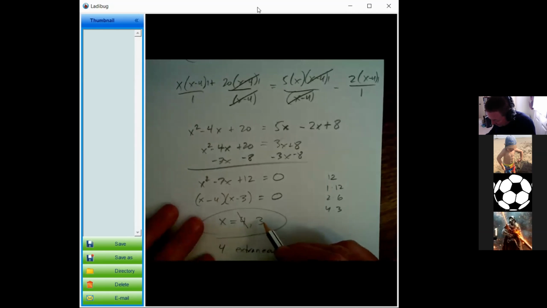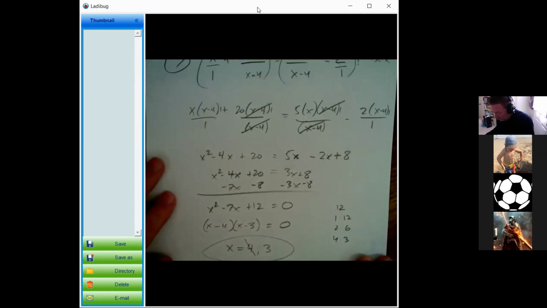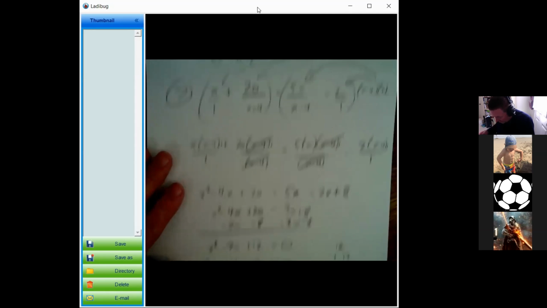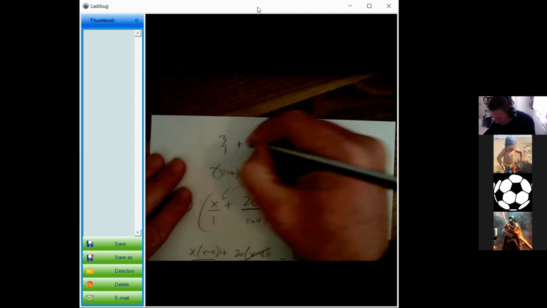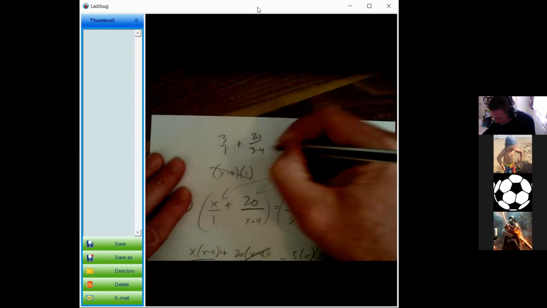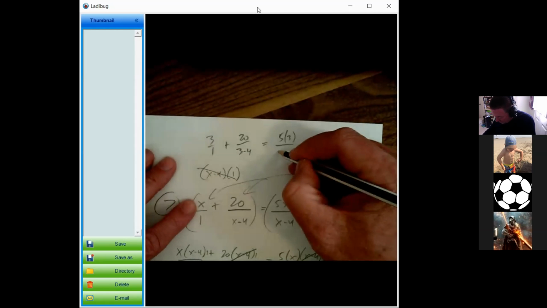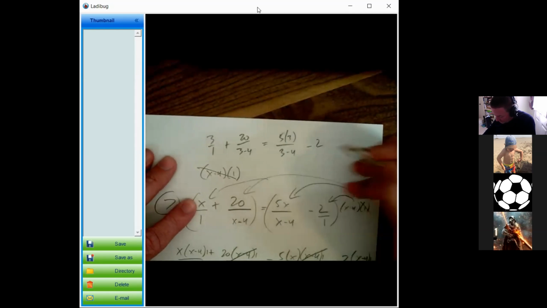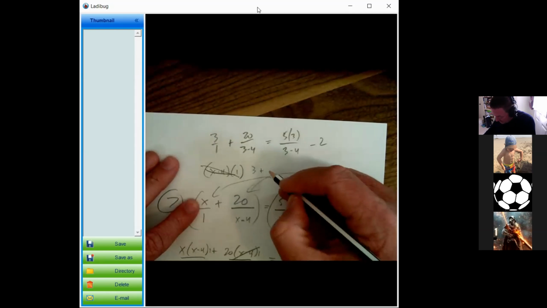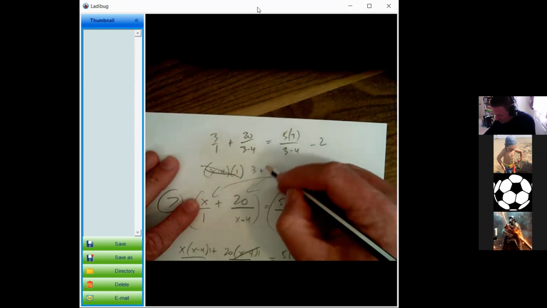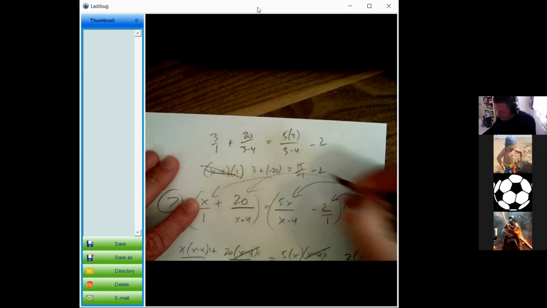And then the 3, if we want to double check that, we could double check the 3 to make sure this all works. So if we go back up top and plug a 3 in, 3 over 1 plus 20 over 3 minus 4 equals 5 times 3 over 3 minus 4 minus 2. All right, so we have 3 plus, what's that, -1? Negative 20 equals 15 minus 1 minus 2. Yikes.